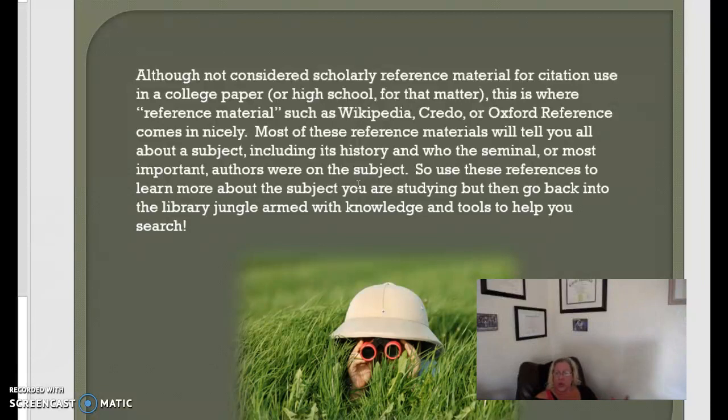You want the newer ones, the ones that are up and coming and writing fresh new material and making new discoveries on your subject, okay? So Wikipedia and all these reference materials, they're an excellent tool to help you get pointed in the right direction, okay?